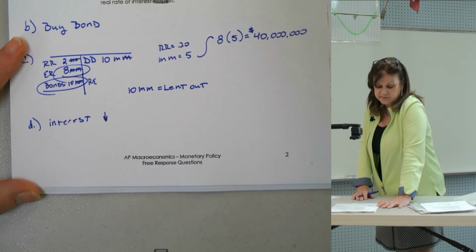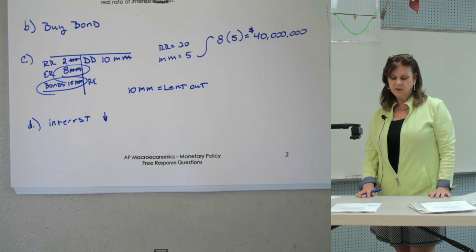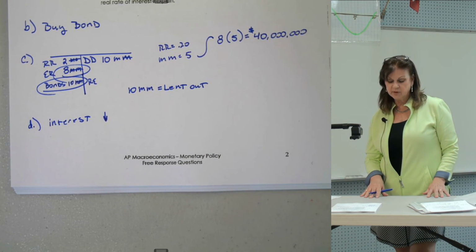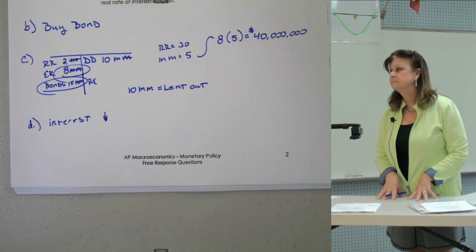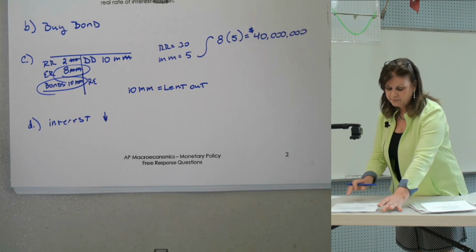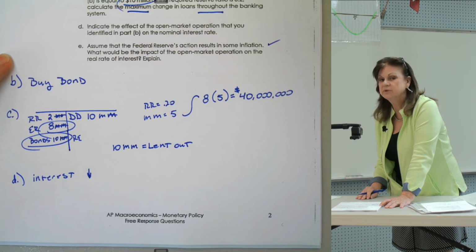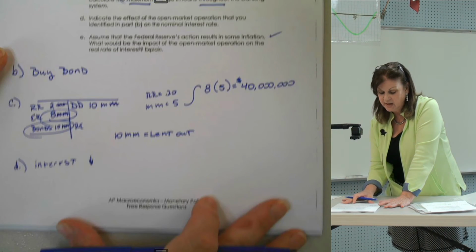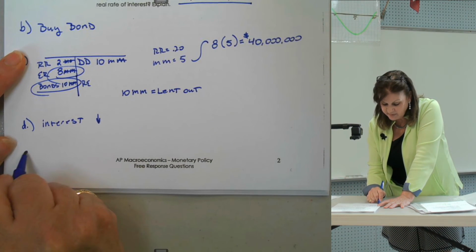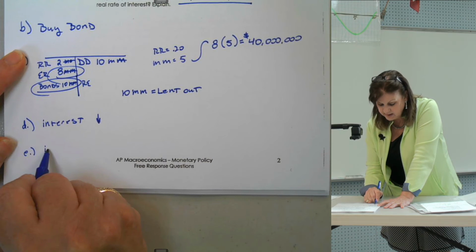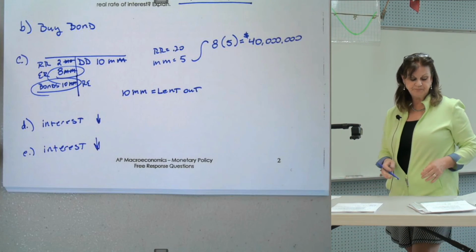And assume that the Federal Reserve's action results in inflation. And what would be the impact on the open market operation of the real rate of interest? Well, it might lead to some inflation, but that's really not what this question is asking. They're saying the impact of the open market operation. So what's going to happen there, again, more money, the interest rate is going to fall.